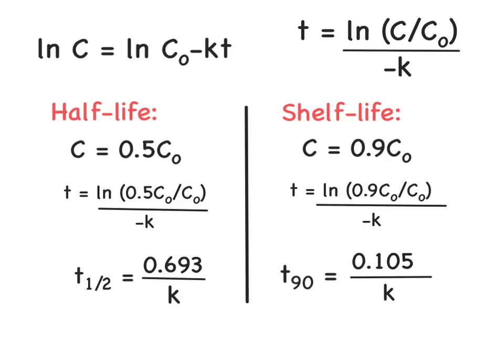Alright, so if we now take that equation, ln C equals ln C0 minus kt, we can derive our equations for half-life and shelf life for drugs that decay by a first-order process. What I've done in the top corner here is rearrange the equations so that we're solving for our time t. So if we manipulate that equation, our time is going to be equal to ln C over C0, and that whole thing is going to be divided by the negative K.